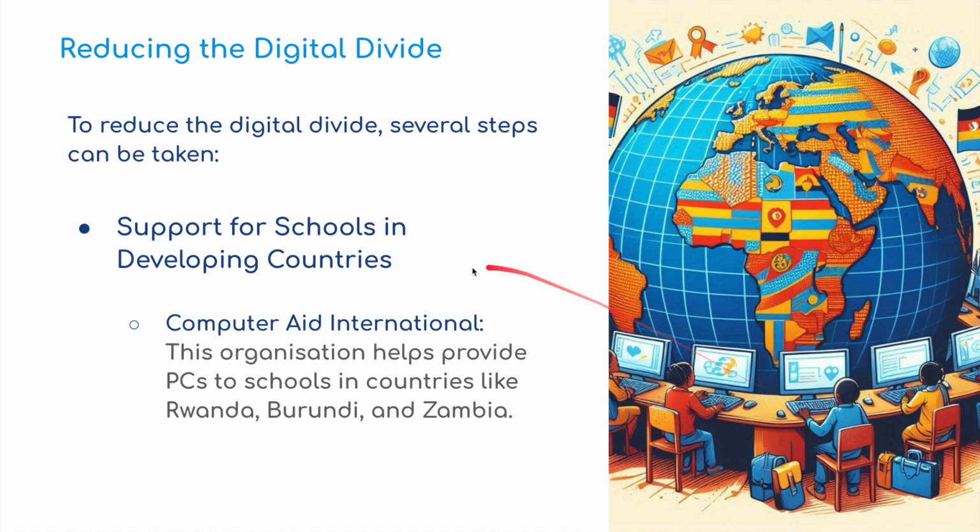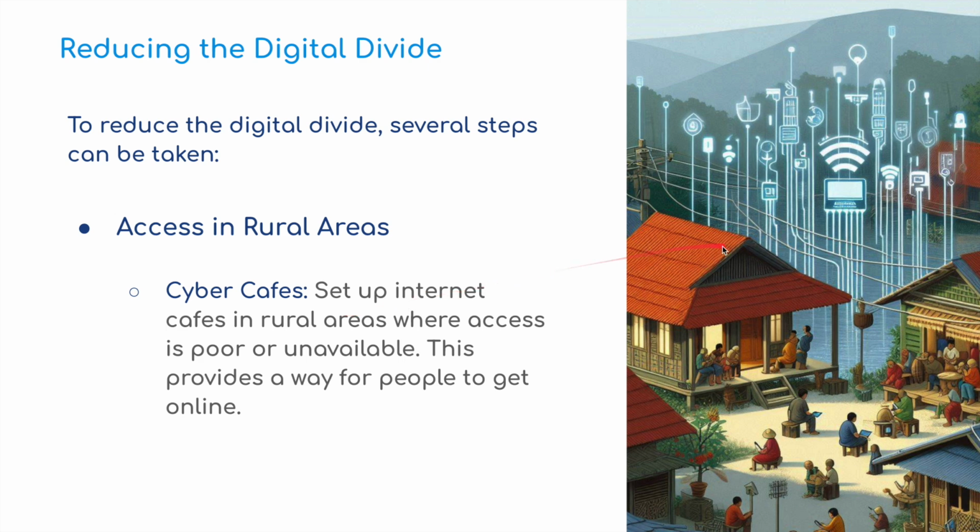Okay, and support for schools in developing countries. Computer Aid International, for example, this organisation helps provide PCs to schools in countries like Rwanda, Burundi, and Zambia. Set up cyber cafes. Setting up an internet cafe in rural areas where access is poor or unavailable provides a way for people to get online.